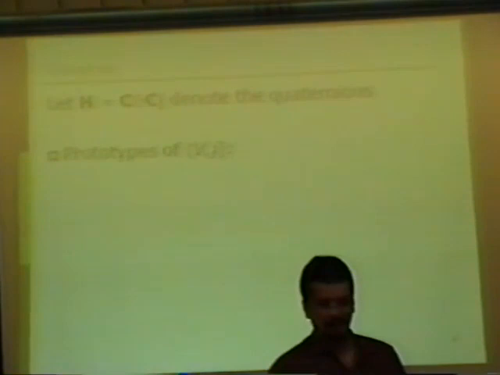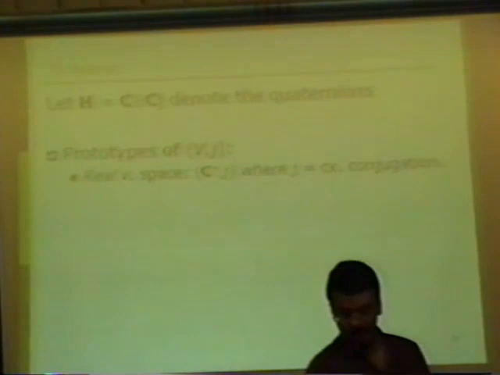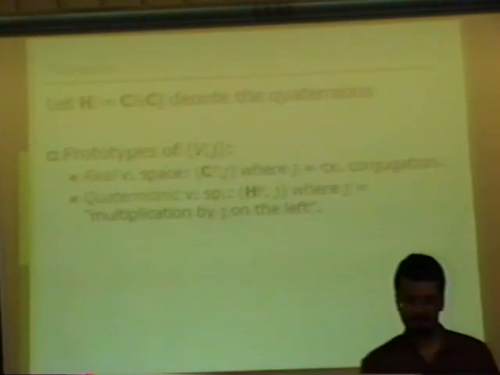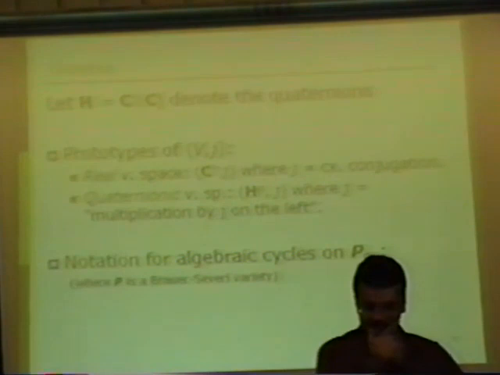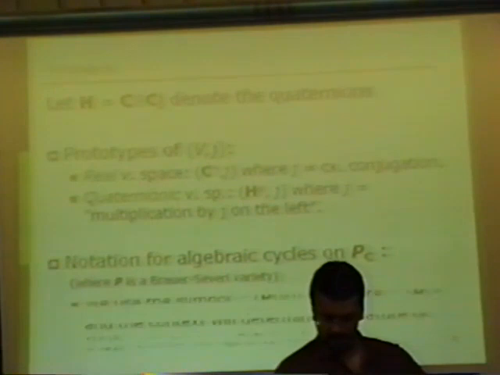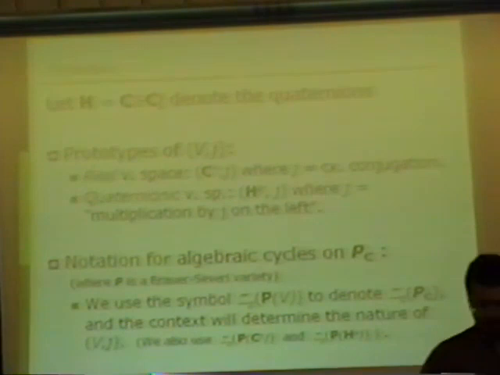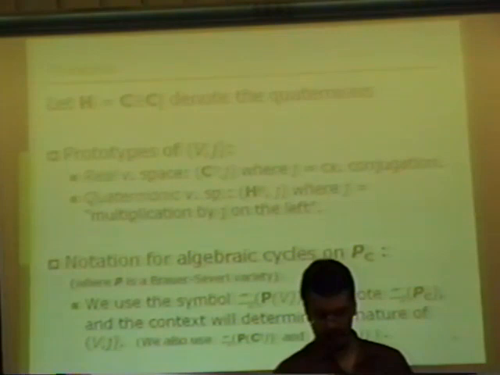Now, for the quaternionic and real vector spaces, of course, we have C^n with the complex conjugation involution, and H^n, the quaternions, with multiplication by J on the left. So I want to make a notation for algebraic cycles on the Brauer-Severi varieties and the complex points of them. We denote it this way just to keep in mind that we are thinking about these two possibilities for complex vector spaces with a structure J.